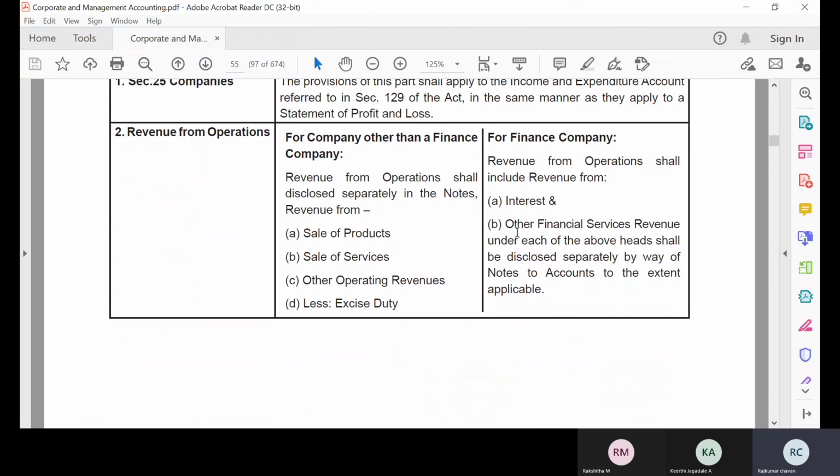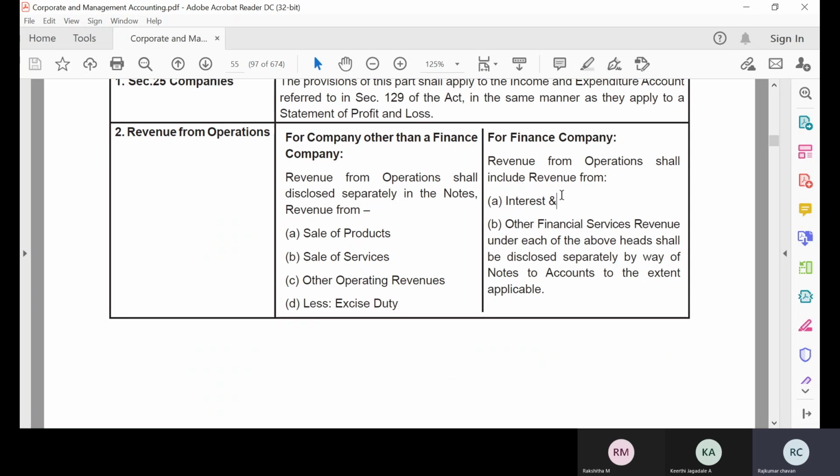Now, for a finance company, what is the revenue? Revenue from operations should include interest. There are some companies whose main income comes from interest. They get a lot of interest. Then other financial service revenue under each of the above heads shall be disclosed separately by way of notes to accounts to the extent applicable. So revenue from operation shall be included for a finance company.